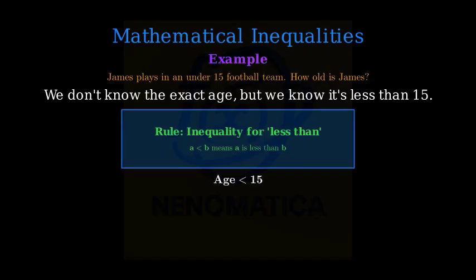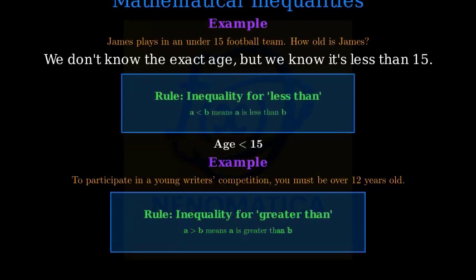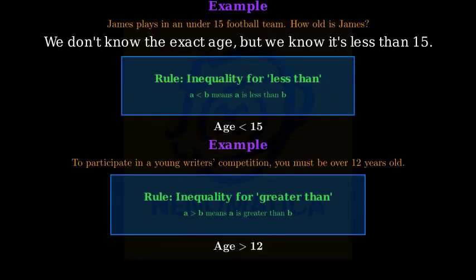Let's look at our second example. To participate in a young writer's competition, you must be over 12 years old. Let's express this as an inequality. In this case, we need to represent that your age must be greater than 12 years. So if we use age to represent the person's age, we can write this as age is greater than 12.